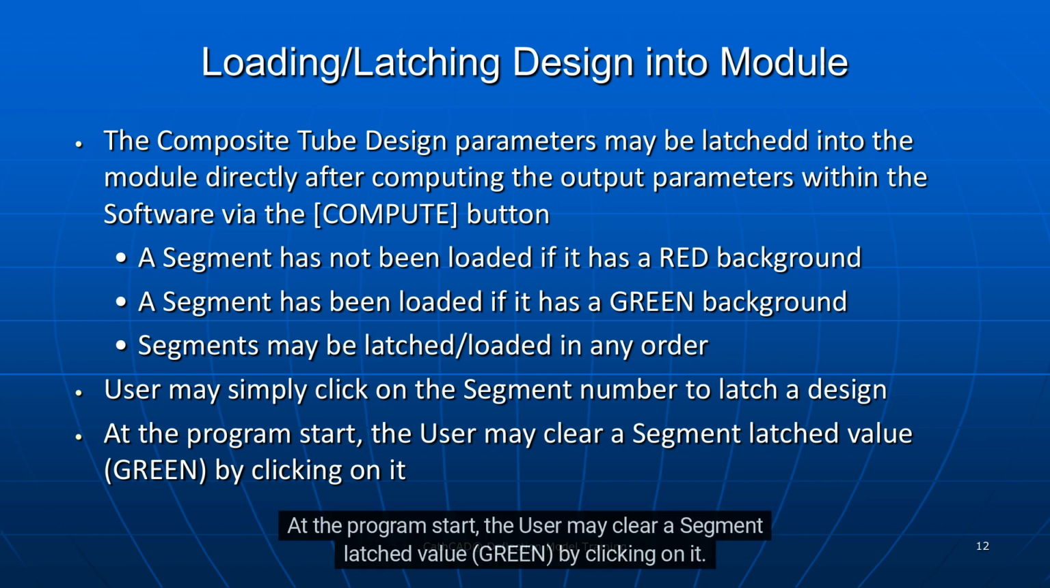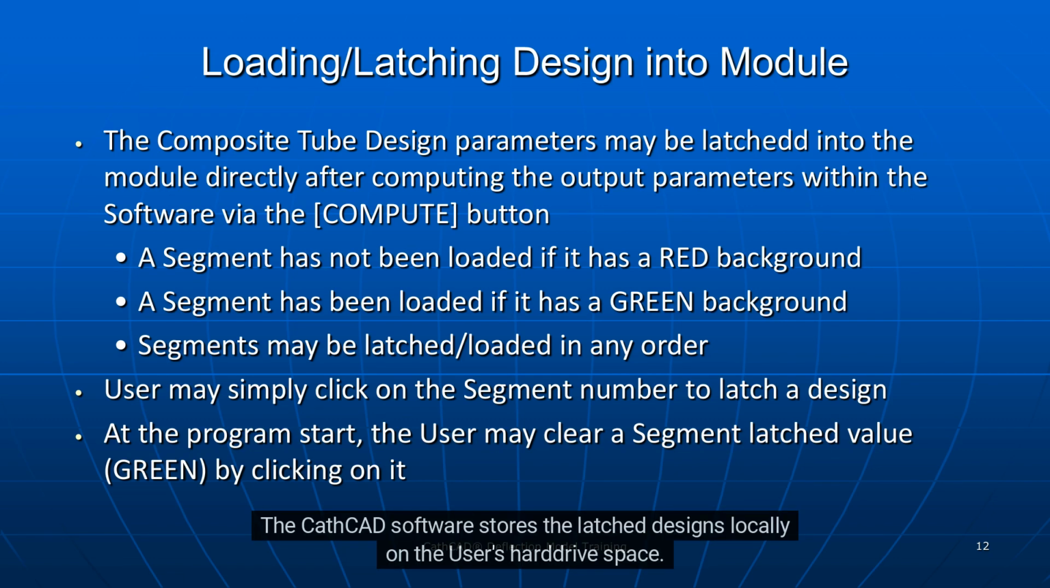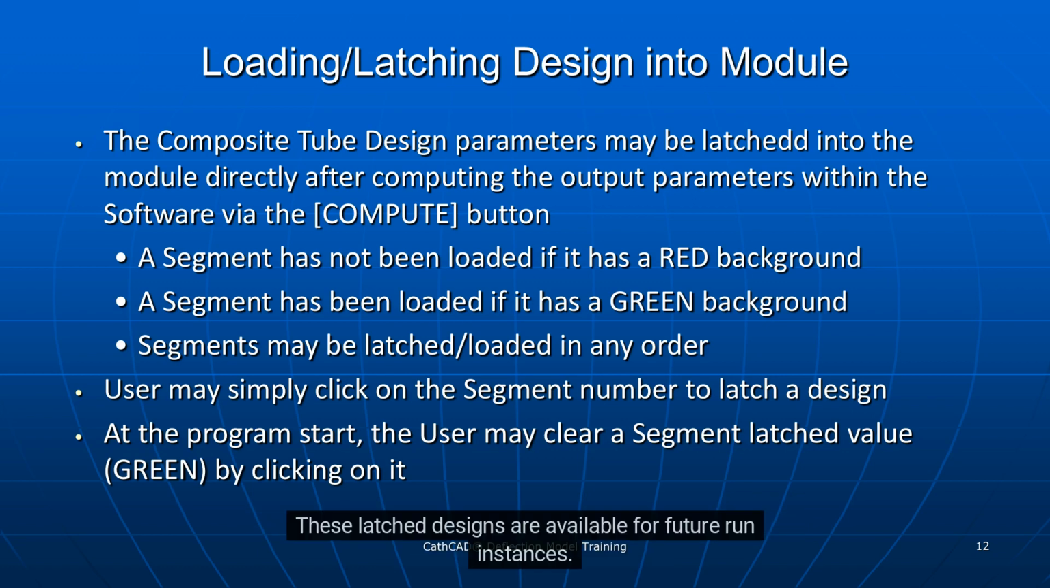At the program start, the user may clear a latched segment value, green, by clicking on it. The CathCAD software stores the latch designs locally on the user's hard drive space. These latch designs are available for future run instances. They are not removed until the user unlatches them.